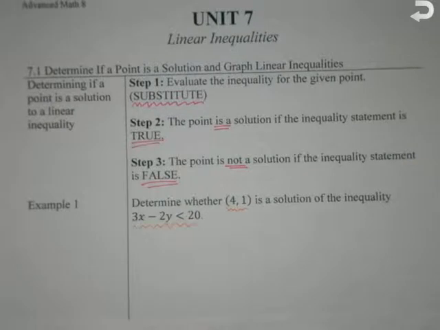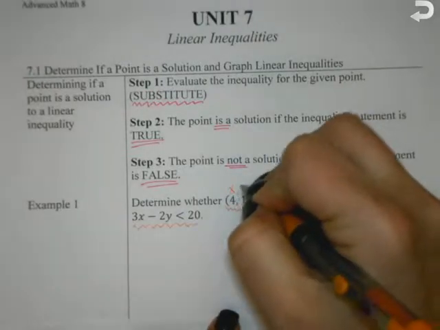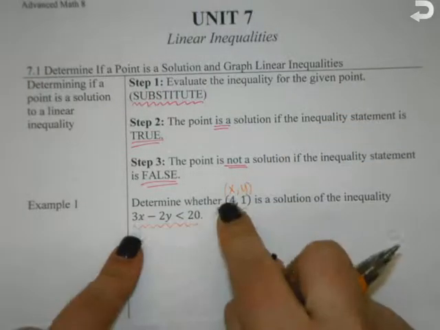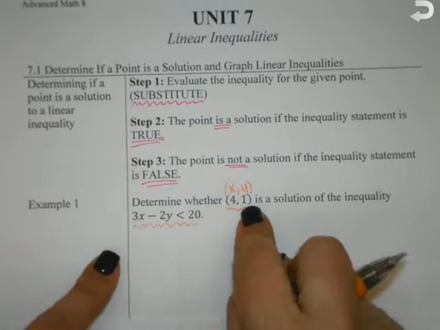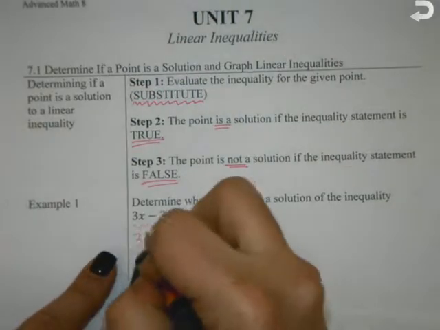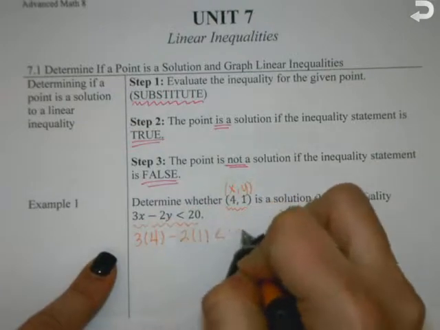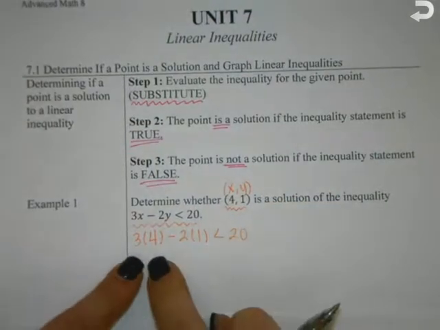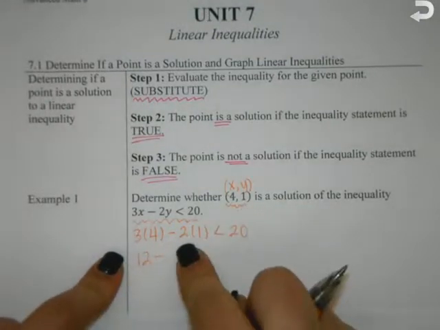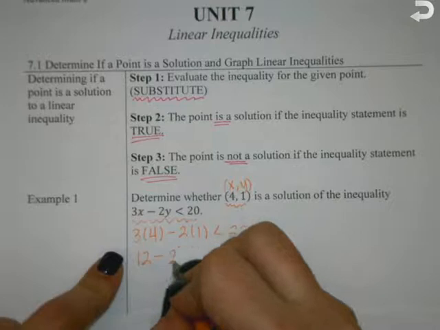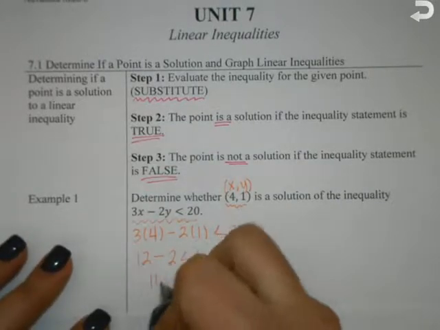Okay, so they give us a point which is x comma y, right? And they give us an inequality. So we're going to plug in 4 for the x, and we're going to plug in 1 for the y. So that gives you 3 times 4 minus 2 times 1 is less than 20. Okay, guys, what's 3 times 4? 12 minus 2 times 1? 2. And we want that to be less than 20. And 12 minus 2 gives us 10, which is less than 20.